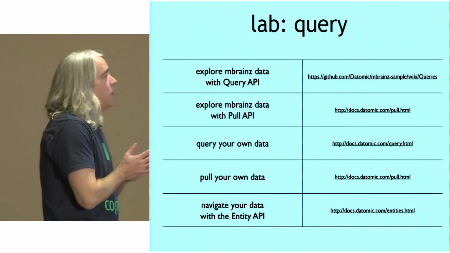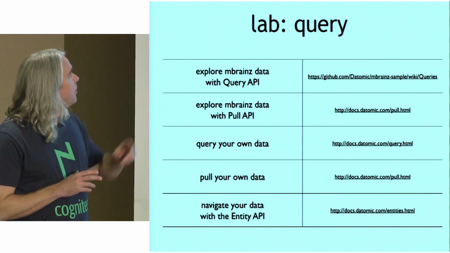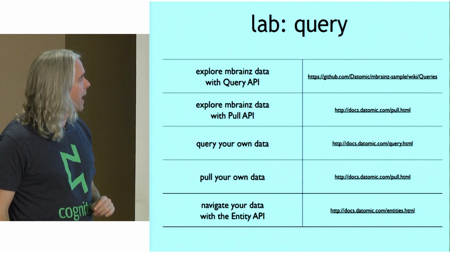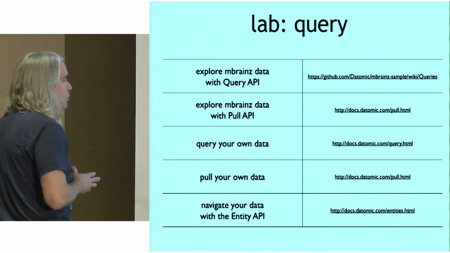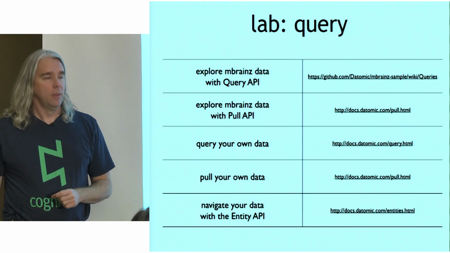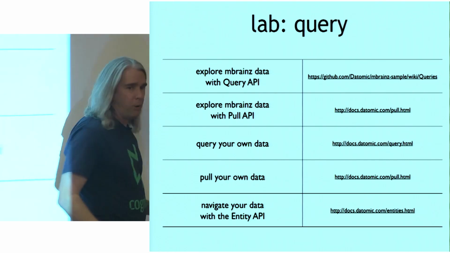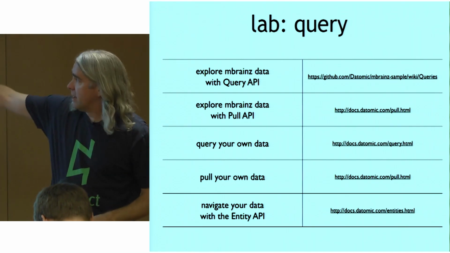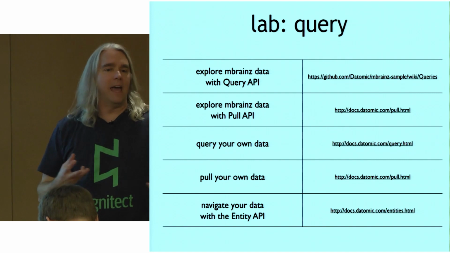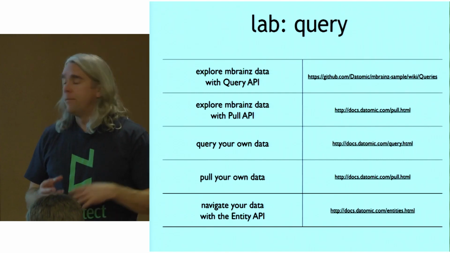So what are we going to do for this lab? I've already done some exploring of the MusicBrainz data with the Query API and a little bit with the Pull API. What I would recommend that you do is query some of your own data. So take a look at the examples for query and for pull at docs.datomic.com, the ones that are linked here. Take a look at those examples and then translate them. You have relatively simple data models. Translate those queries to query your own data.